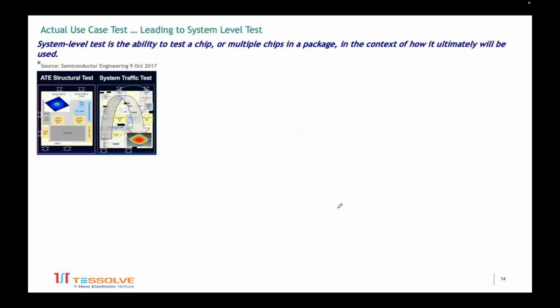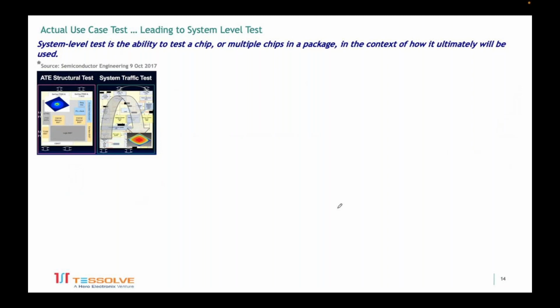This may not be able to capture all the field errors. This is something probably very matured for processor companies, big companies like Intel and AMD. But now that chiplet based integration is coming in, the system level test is very much required. The reason being that it has the ability to test a chip or multiple chips in a package in the context of how ultimately it will be used.